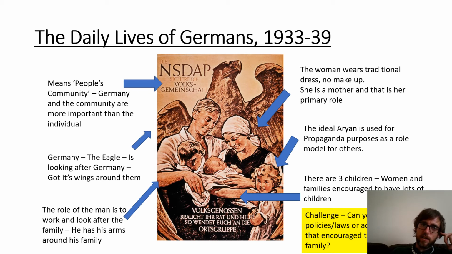You've got the eagle, and that's a representation of Germany, and maybe more specifically the NSDAP, which is just the German Workers' Party, which is the Nazi party. And then you've got Volksgemeinschaft written here, which means people's community. So the idea that the community, that Germany, the people, are more important than an individual, that they shouldn't be serving their own selfish needs, that they should be trying to support the Nazi party and Germany in everything that they do.